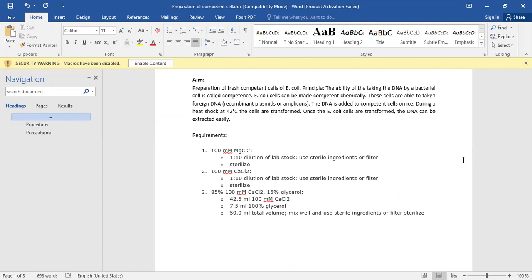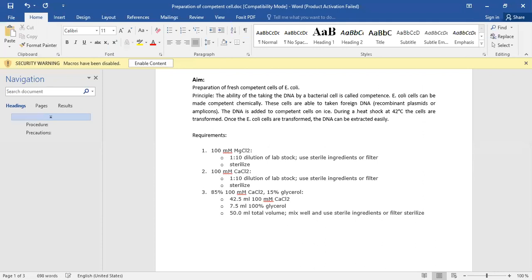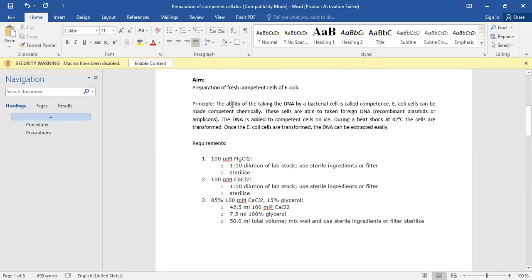So, preparation of fresh competent cells of E. coli is the aim of this experiment. And what is the principle? The ability of a bacterial cell to take up DNA is called competence. So it is the ability to take up DNA. And E. coli cells can also be made competent chemically.